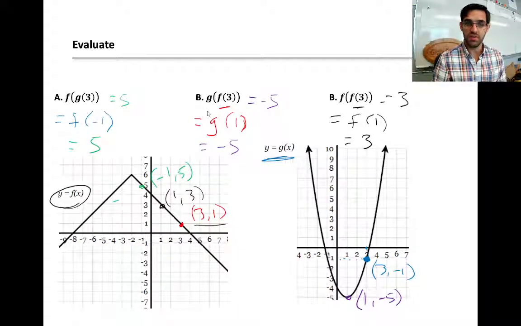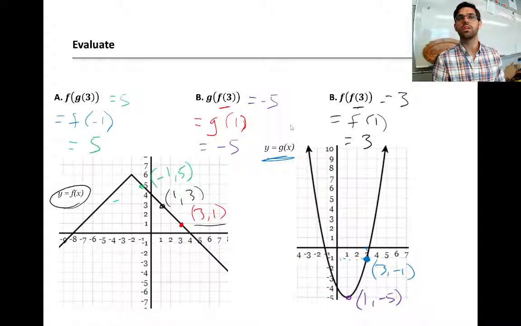We're going to do g of f of 3, which means we take 3 and we put it into the f function. We do that, 1 comes out. So g of f of 3 is equal to g of 1. We'll take 1, we'll put it into the g function, and we notice negative 5 comes out. So our answer again, g of f of 3 is negative 5.